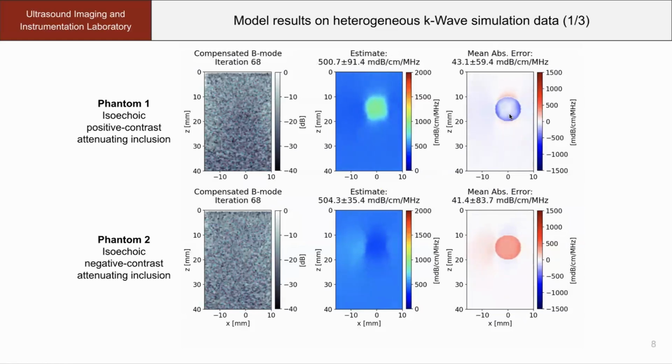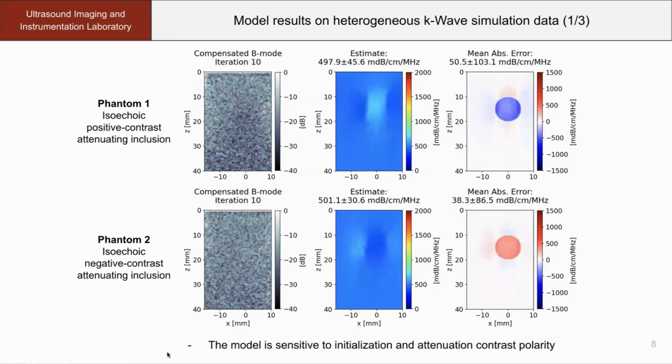We see that over time, or over iterations, our model mean absolute error starts to converge to all white, which represents a 0 error, or 0 mean absolute error. Additionally, our standard deviation in this distributed estimator drops over iterations. So that means that we reach a lower standard deviation across all of our image space. We can see for the second phantom, our model is able to estimate the negative attenuation contrast as well.